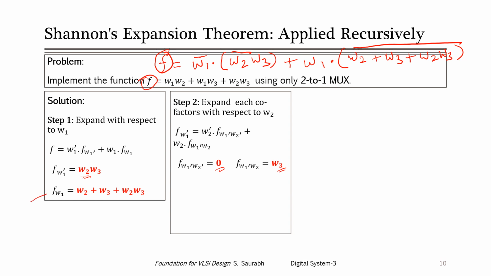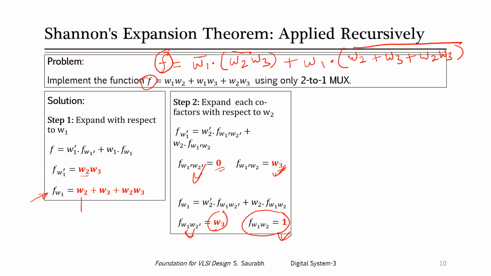Similarly, we expand the other cofactor with respect to W2. If we make W2 equal to 0, then this term will become 0, and we'll be left with W3. And if we make W2 equal to 1, this whole cofactor becomes 1, and we get 1, right? So using this decomposition, we can get the next level of the MUX-tree implementation.